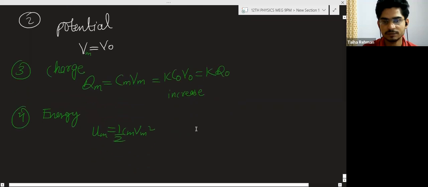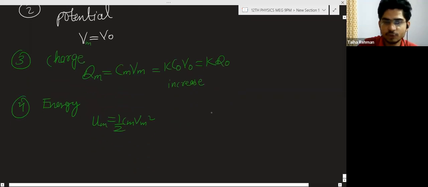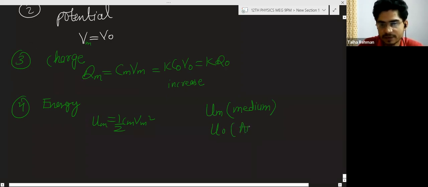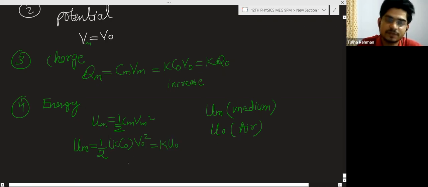So now you can see here why I am writing Um. Um means the energy when a medium is placed. U naught is the energy when there is no medium in between the plates, meaning air. So if you want to calculate Um, you will write half Cm, which is K times C naught, and Vm, what is Vm? Vm is not changing, so V naught square. So this will become K times U naught, meaning energy will also increase.